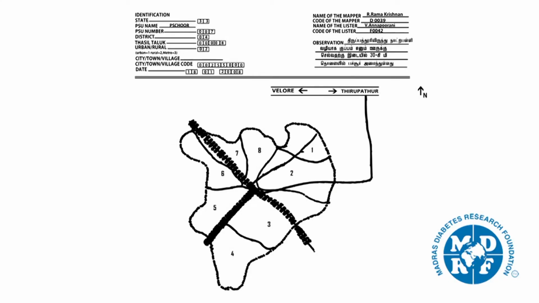The purpose of the boundary mapping is to obtain an accurate map of the area being sampled, which will serve as a reference map and illustrate the location of the PSU to be surveyed. The map should be simple and comprehensive so that it would be easy for anyone to use in the future.